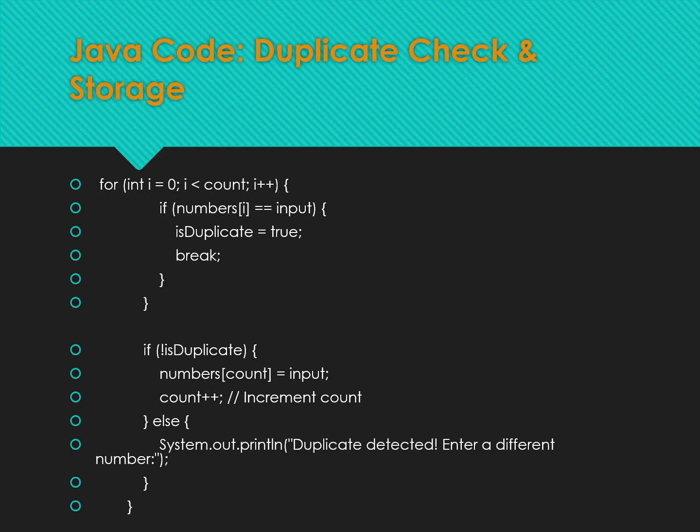After checking for duplicates, we use an if statement. If isDuplicate is false, it means the input is new and valid. We store it in the array at position count, and then increment count to move to the next empty slot. But if isDuplicate is true, we skip the storage part and inform the user that this number has already been entered. They'll need to enter a different number to continue. This logic ensures that our array always contains 20 unique numbers, just as the problem demands.